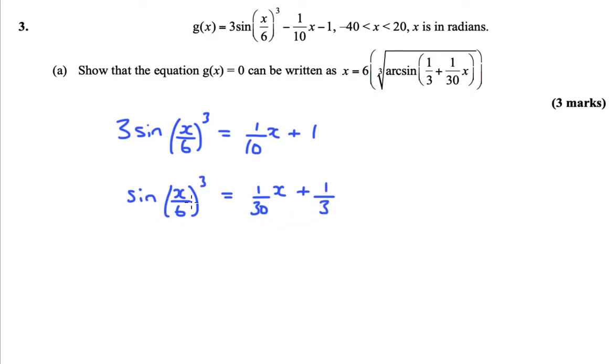Now, just be careful of how this is written. This is x over 6 cubed, not sine cubed x over 6. So it's not the whole thing that's being cubed, it's just the x over 6 that's being cubed, which means the next step is to take the inverse sine or arc sine. So that's x over 6 cubed equals the inverse or arc sine of this.